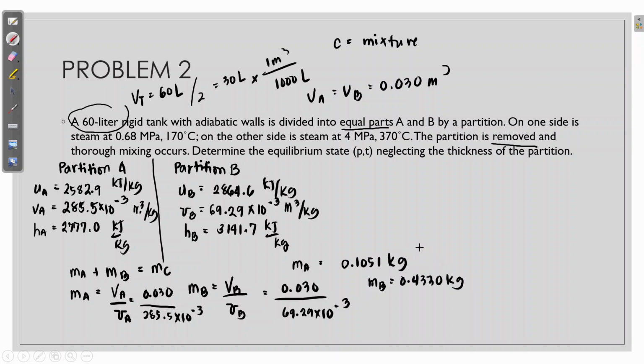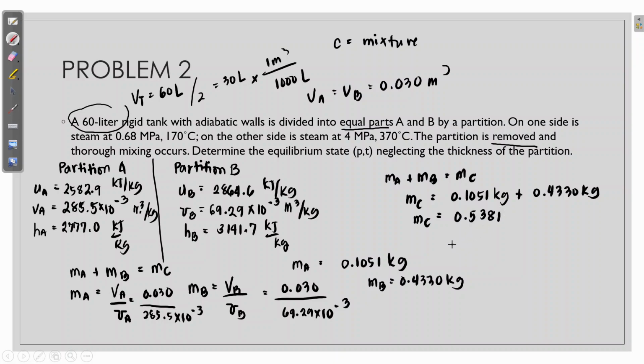So, meron na tayong kilogram for each partition. So, MA plus MB is equals to MC. So, makukuha na natin yung mass ng mixture, which is 0.1051 kilogram plus 0.4330 kilogram. So, ang MC natin ay equivalent sa 0.5381.